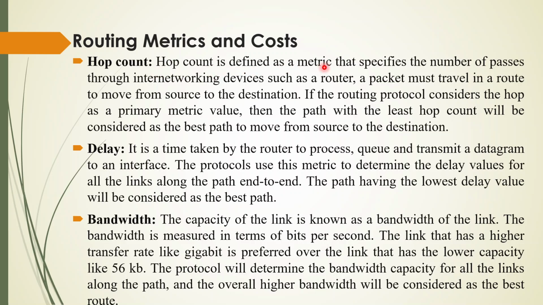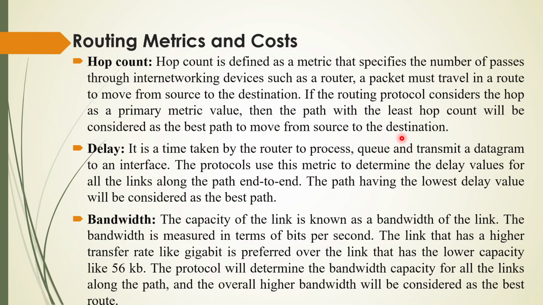Hop count is a metric that specifies the number of passes through an internetworking device such as a router that a packet must travel in a route to move from source to destination. If the routing protocol considers hop count as the primary metric value, then the path with the least hop count will be considered the best path to move from source to destination.